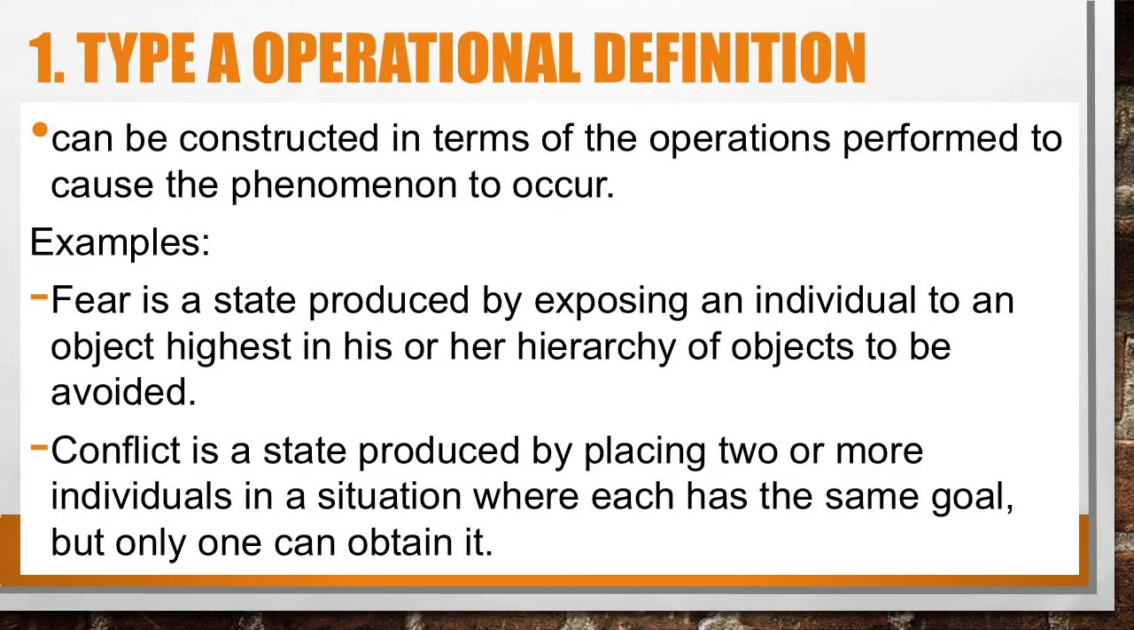For the first type of operational definition, we have type A. It can be constructed in terms of the operations performed to cause the phenomenon to occur. Example: fear is a state produced by exposing an individual to an object highest in his or her hierarchy of objects to be avoided. So as you can see here, it gives an obvious and precise meaning, but to the concept, not directly to the term that is being defined.